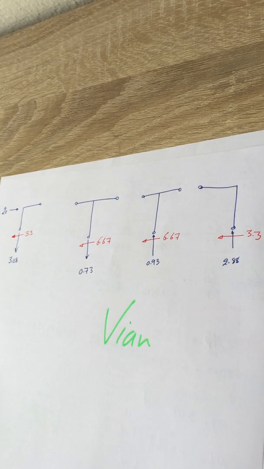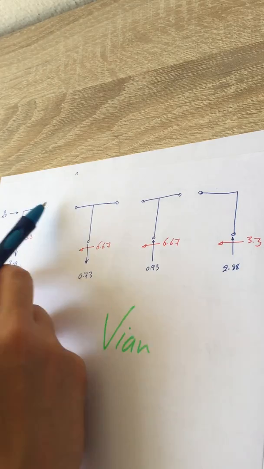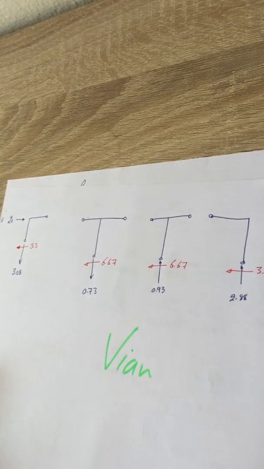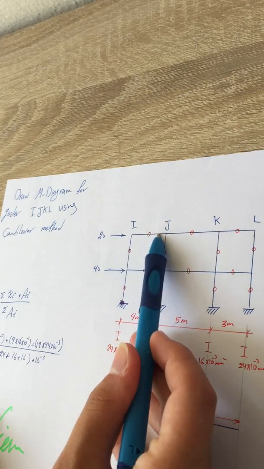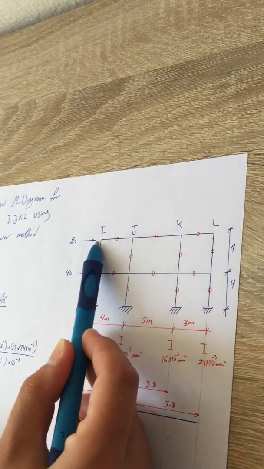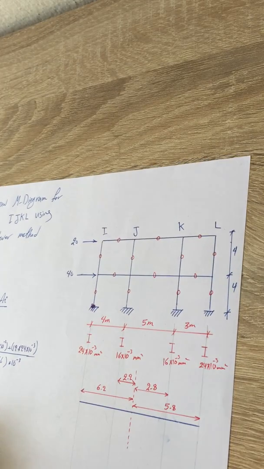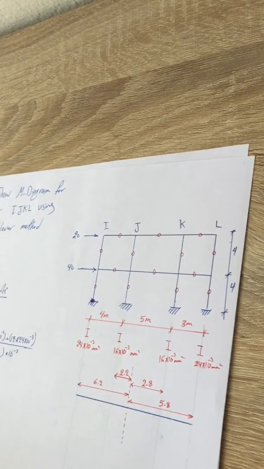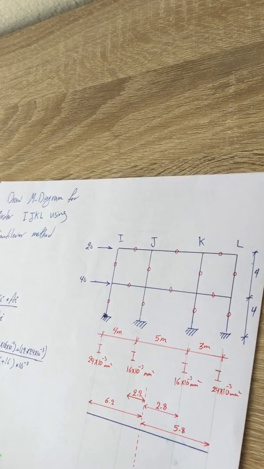And then you have to draw the moment diagrams for these parts, because it's required from us to find the moment diagram for this girder. Comment below or send me a message about the moment diagram for this one, and I'll check it for you.